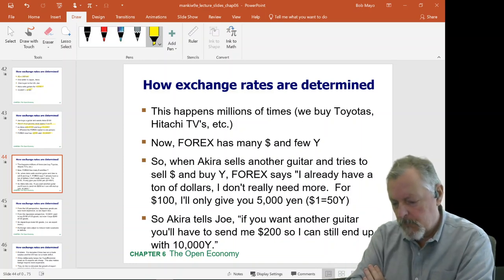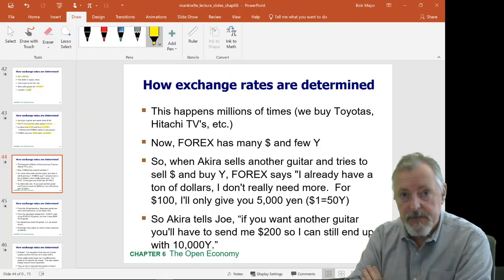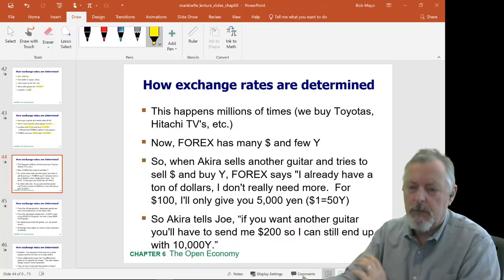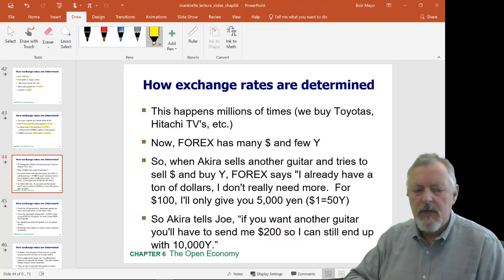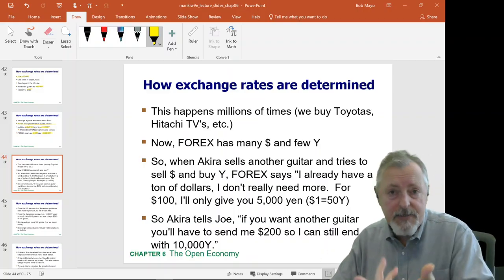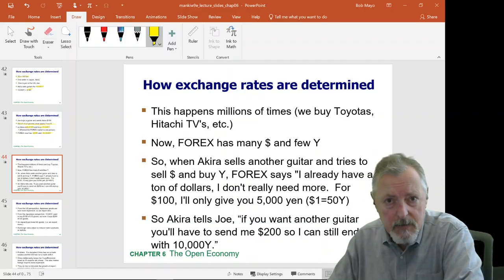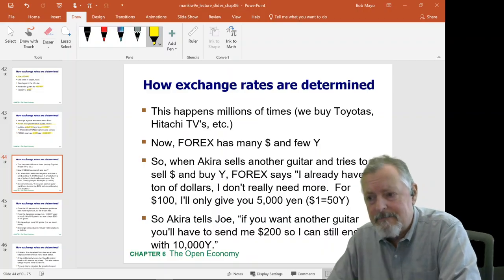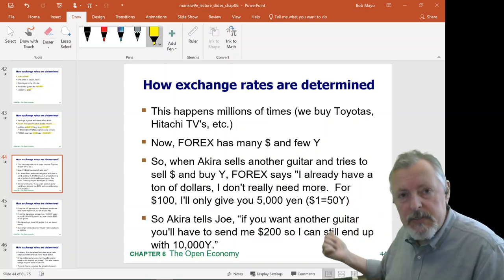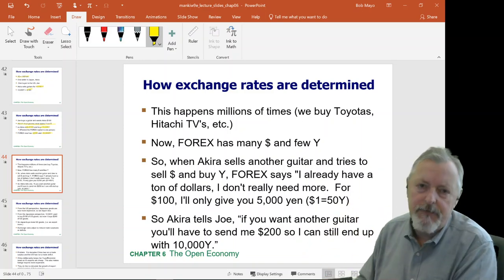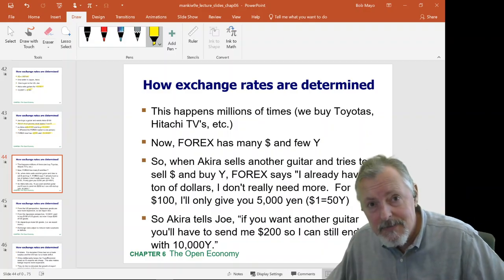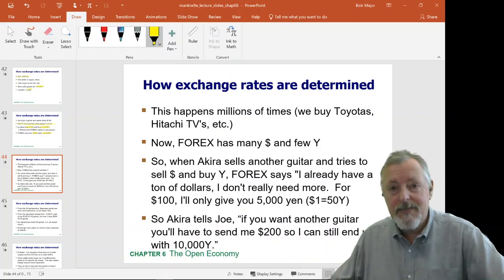So Joe wants another guitar, buys another guitar, sends $100 to Akira. Akira has another 100 US dollars. Akira goes to the Forex market, says, hi, I'd like to trade this $100 for 10,000 yen. And the foreign exchange market says, no. I have a warehouse full of US dollars. I only have this little pile of yen left. I don't need more dollars. And Akira says, please, please. And Forex says, no.